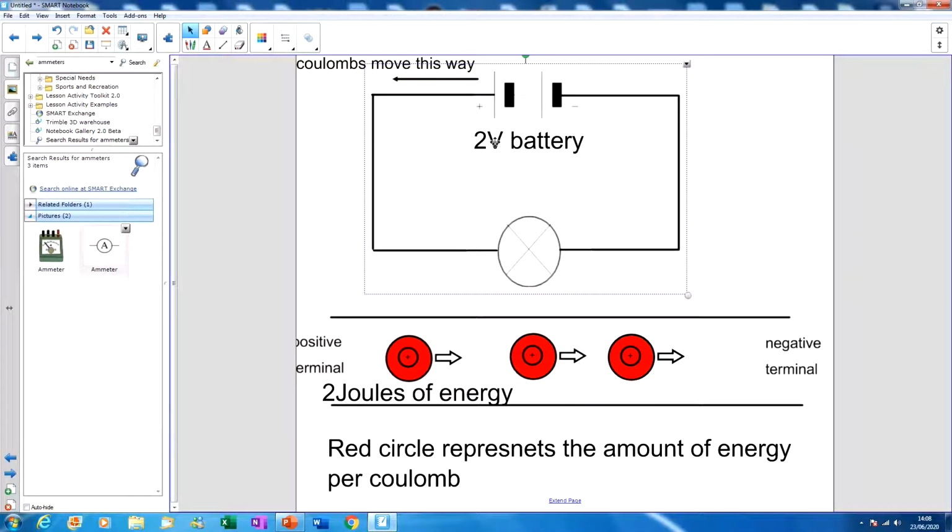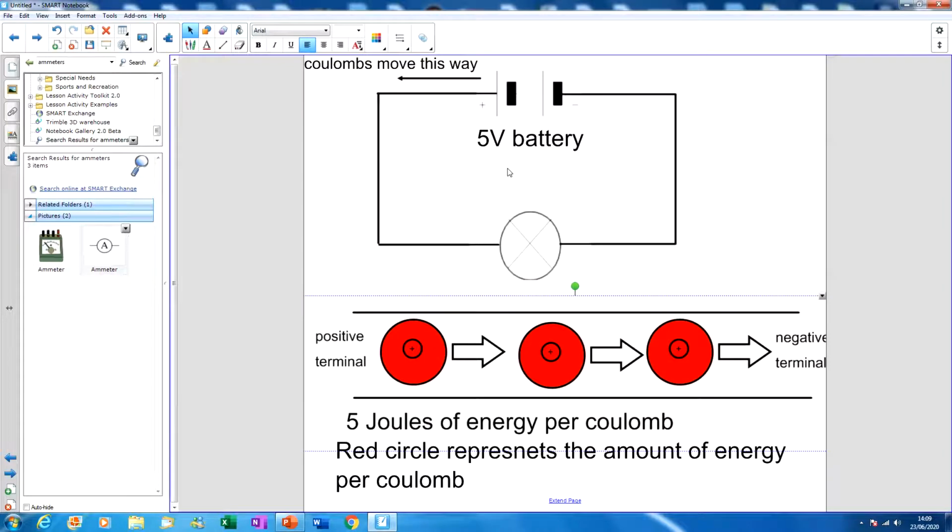And if I have a 2 volt battery, what that means is each coulomb of charge is given 2 joules of energy. So a 2 volt battery would give each coulomb 2 joules, and that 2 joules from each one would go into the bulb and then come out as light energy, and maybe a bit of heat as well. If you touch a bulb, you realise that the temperature rises.